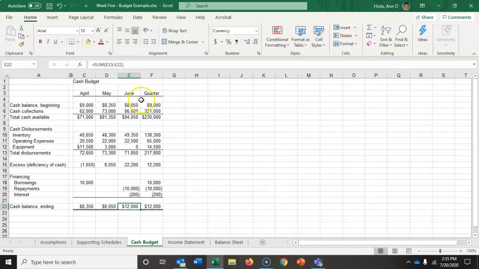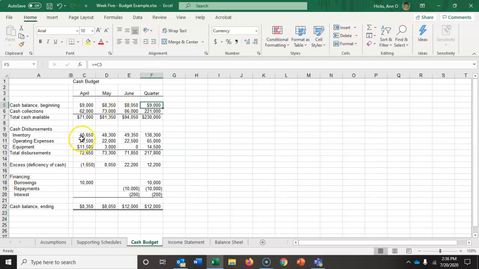And then we just have quarter totals over on the right. Okay. Now, a quick question. We had to borrow $10,000. Think about, is there a way that we might be able to change some of our numbers so that we didn't have to borrow anything?